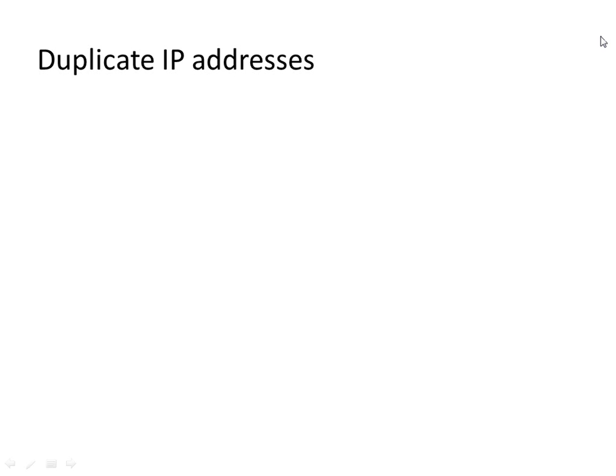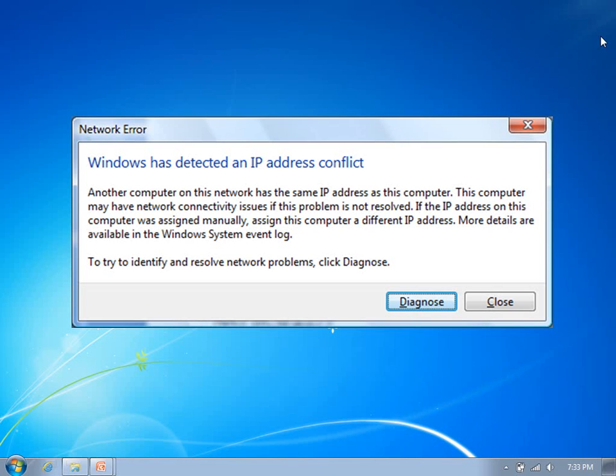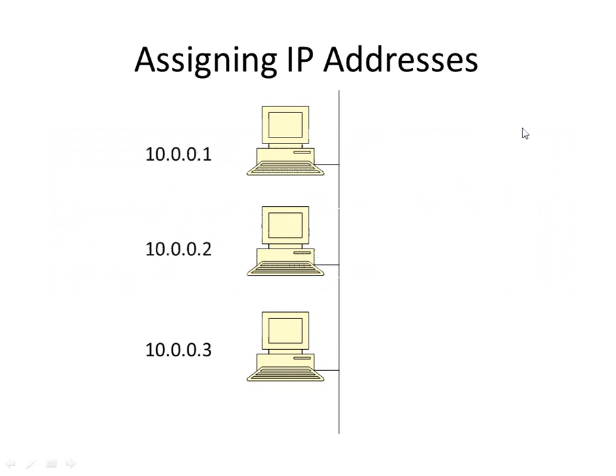Whatever you do, don't give two computers the same IP address, because if you do, then neither one is going to work. If you give two computers the same IP address, this is the error message you're going to get. It's going to say Windows has detected an IP address conflict. And it's a real easy mistake to make, giving two computers the same IP address, especially when you're working late and you're typing in an IP address to a lot of computers.